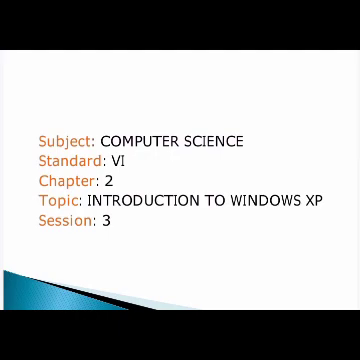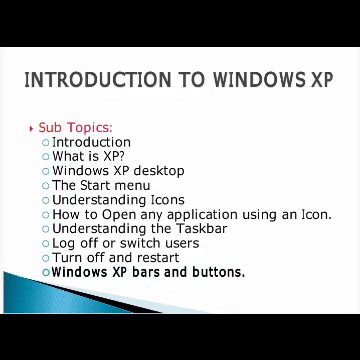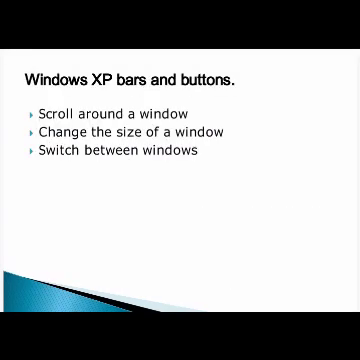Today we are going to see about Introduction to Windows XP, session 3, and this is your final session for chapter 2. In this session, we are going to continue with our last topic, Windows XP bars and buttons, right? Under Windows XP bars and buttons, we are going to discuss 3 topics. One is how to scroll around a window, how to change the size of a window, how to switch between windows. These are the 3 things which we are going to discuss for this final session.